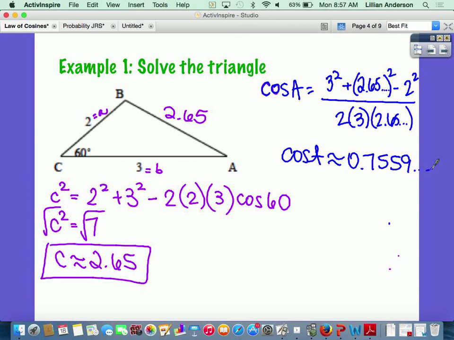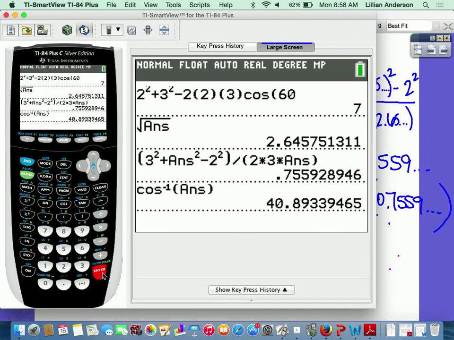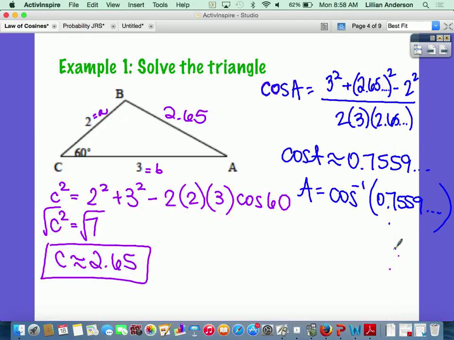How do I find angle A? How did I find the angle in the warm-up? The inverse, okay? So I have to press second cosine and then second answer to transfer that decimal all the way down. So second cosine, second answer, and we get, you guys get that number? So there's our angle, 40.89. So 40.89 is angle A.